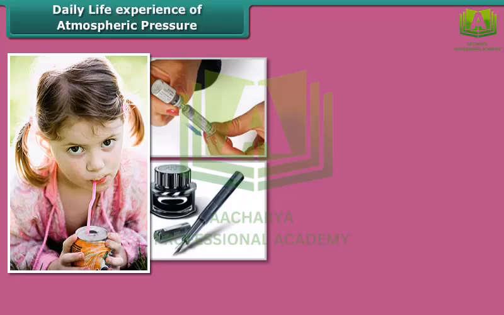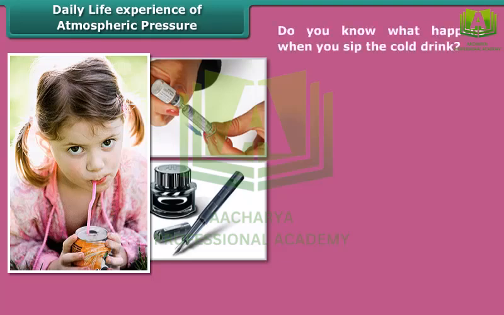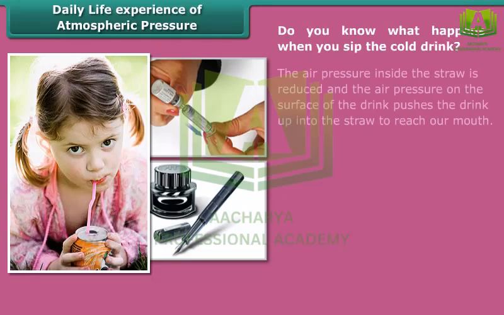Daily life experience of atmospheric pressure. In our day-to-day activities, we experience various instances of atmospheric pressure. Some common examples are sipping a cold drink through a straw, dipping the nozzle of a syringe in the liquid, or filling ink in fountain pens. Do you know what happens when you sip the cold drink? The air pressure inside the straw is reduced, and the air pressure on the surface of the drink pushes the drink up into the straw to reach our mouth.